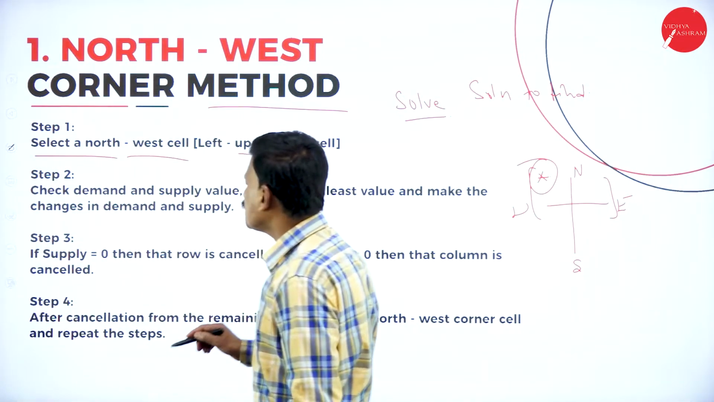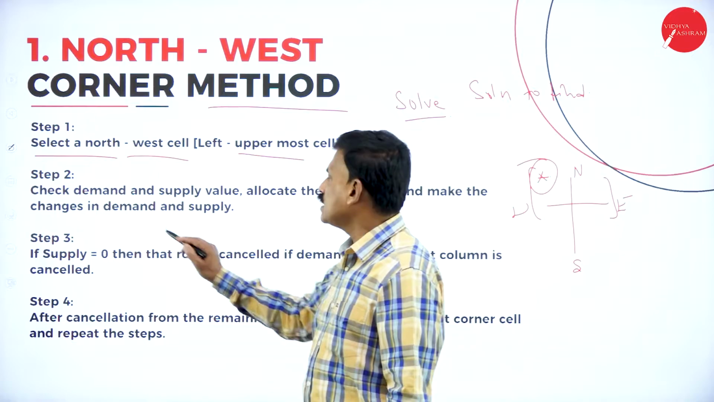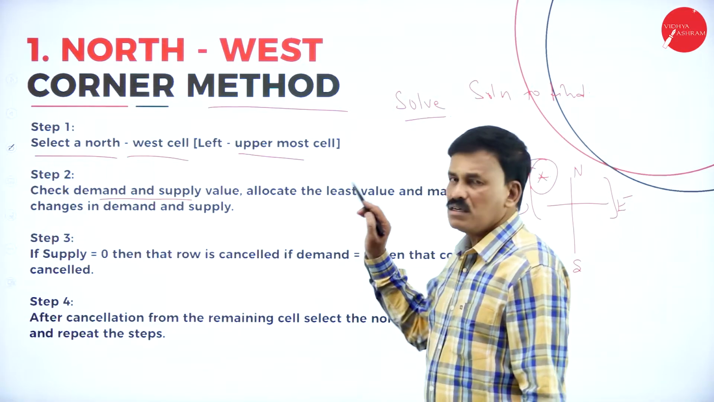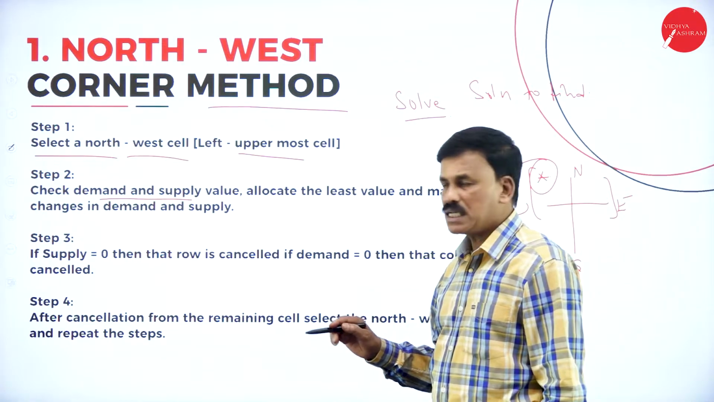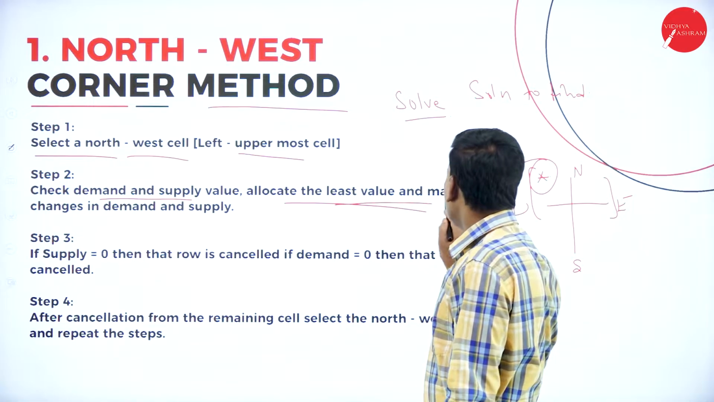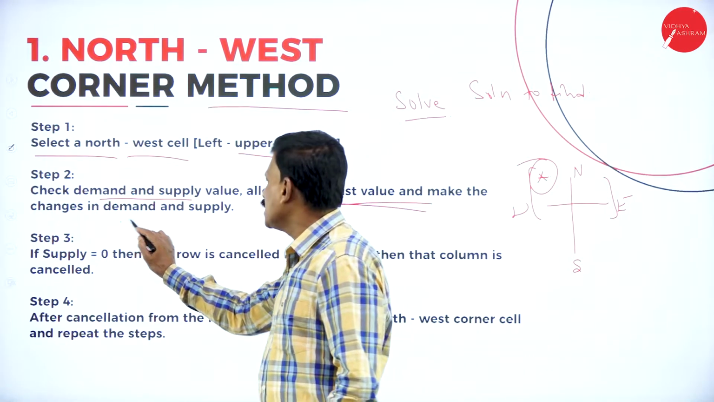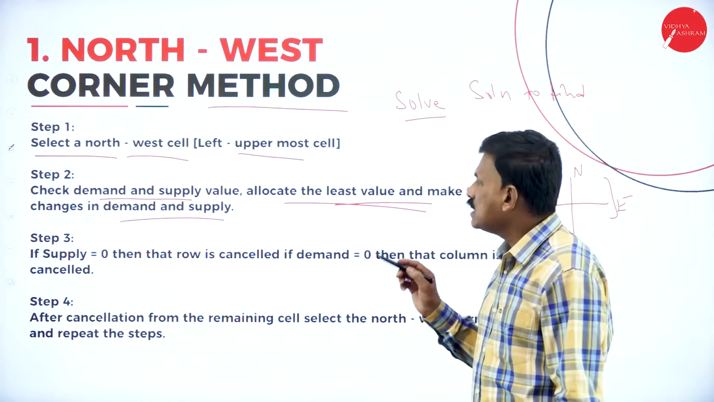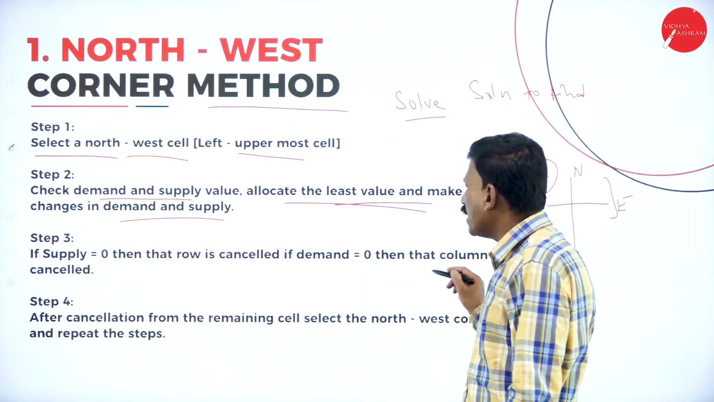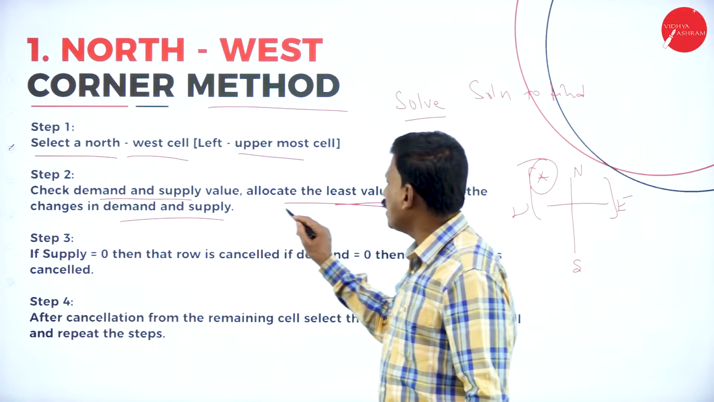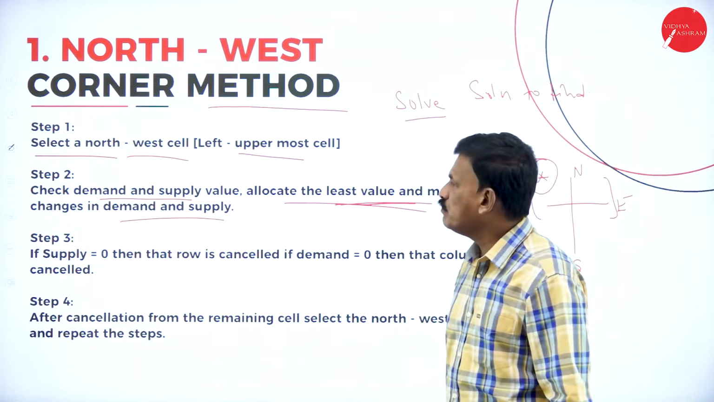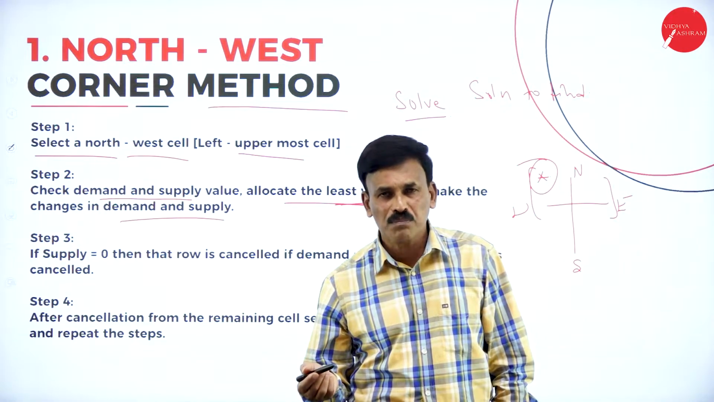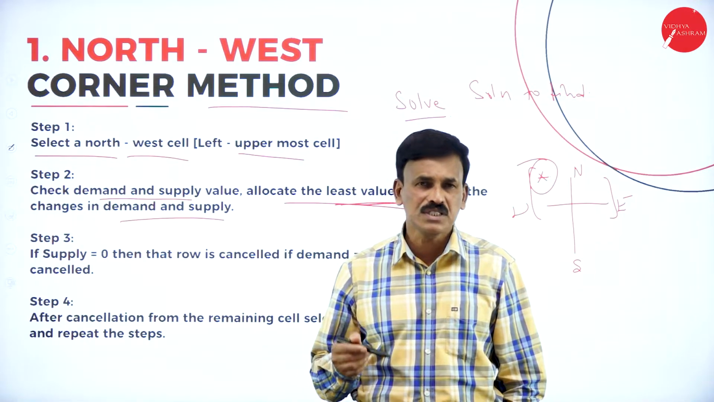After selecting, check the demand and supply for that particular element. After checking the supply and demand for that particular element, allocate the least value and make the changes in demand and supply. So find out the least value in supply and demand, allocate it, and make the changes.